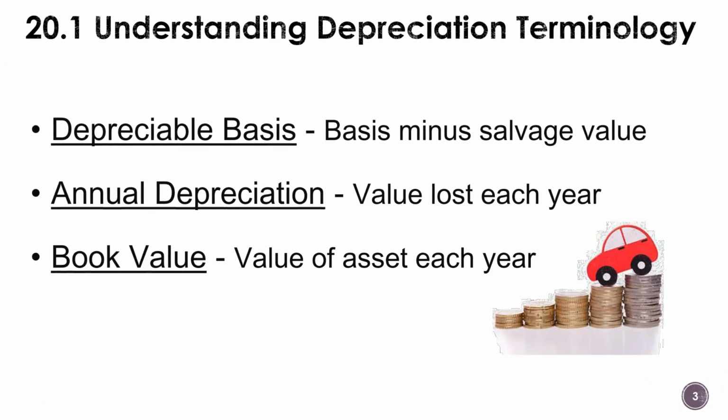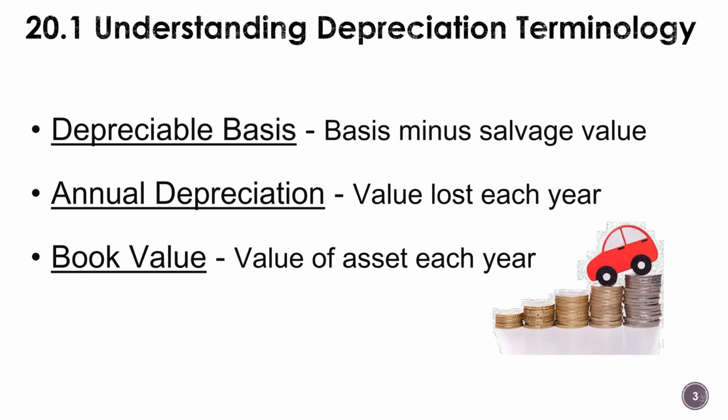Here's more. The depreciable basis is the basis minus the salvage value. And that tells us the amount of the item that we're going to be able to depreciate. The annual depreciation is how much value it loses each year. I'm sure many of you have heard of depreciation when it's related to cars. If you buy a new car and drive it off the lot, it just depreciated by several thousands of dollars on its worth. And so the depreciation is how much value it loses each year.